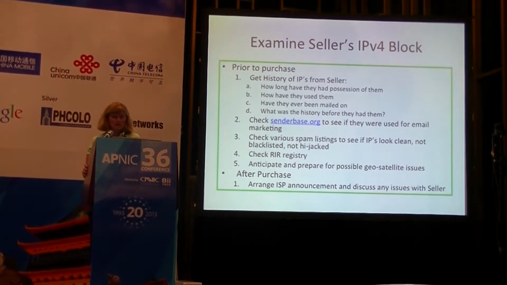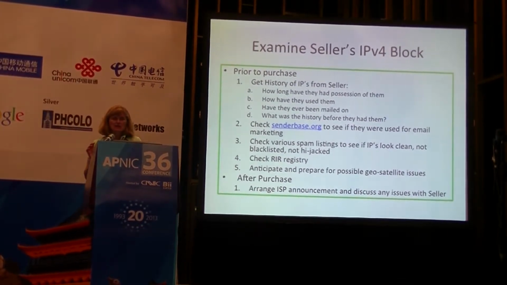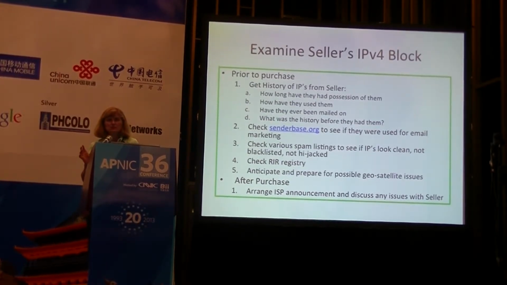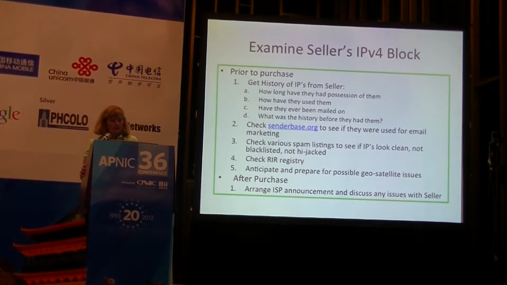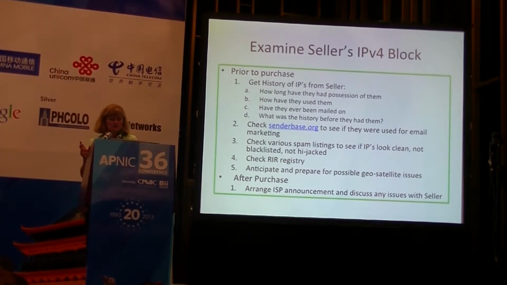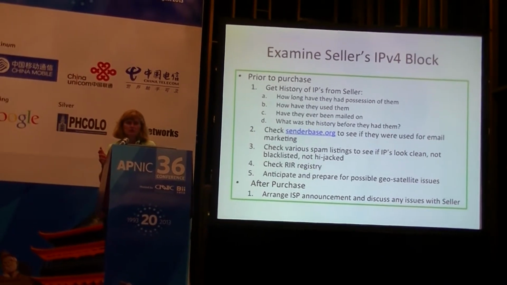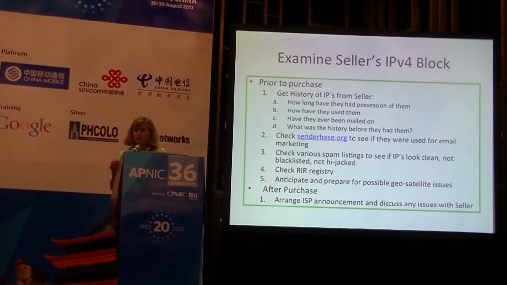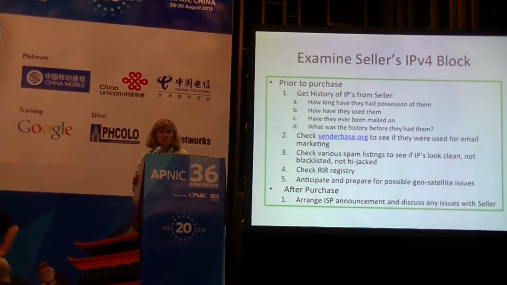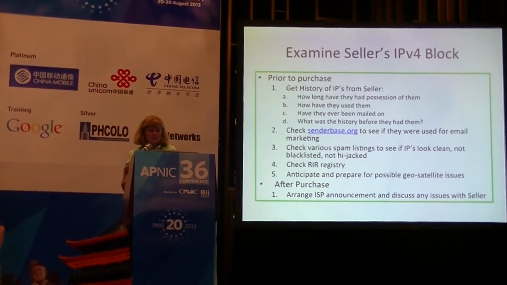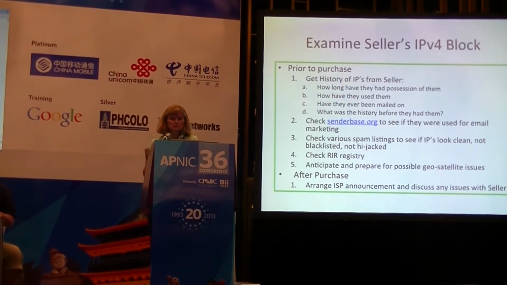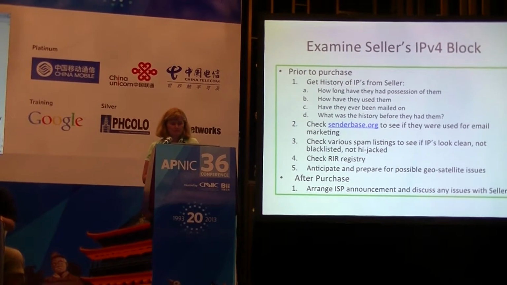So there's a lot of things to look at, and not just the history with the registered owner themselves. You also want to check that from a legal point of view, that the RIR listing dovetails with the ownership information that you're given. So that's more from a legal point of view, so that when you do the transfer, everything's going to work out. And then after purchase, when you arrange the announcing of the IPs, in case you have any issues, you want to work through them with the seller. So lots of things there to think about.